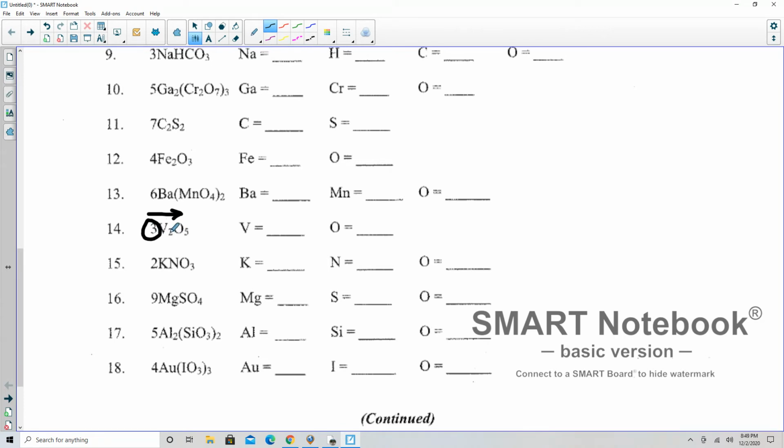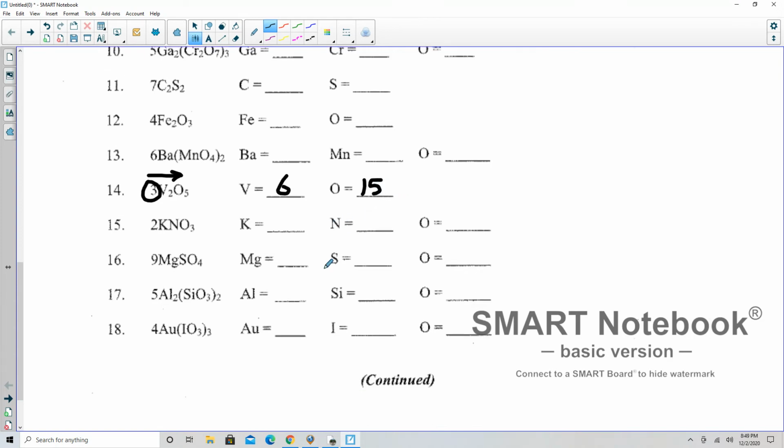So 3, 2 times is 6. 3 times 2 is 6. So that would be really 6 V's. And here we have O5, but the 3 works its way all the way through. So 3 5s, or 3 times 5, is 15 O's.